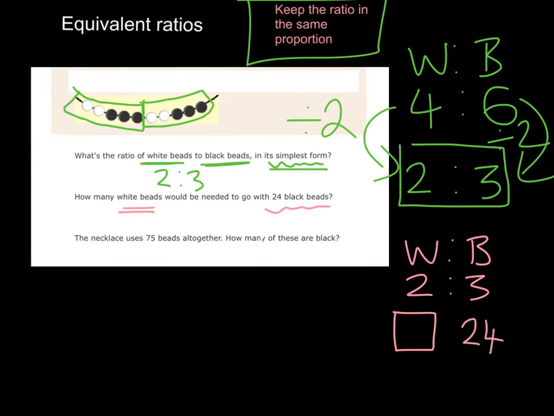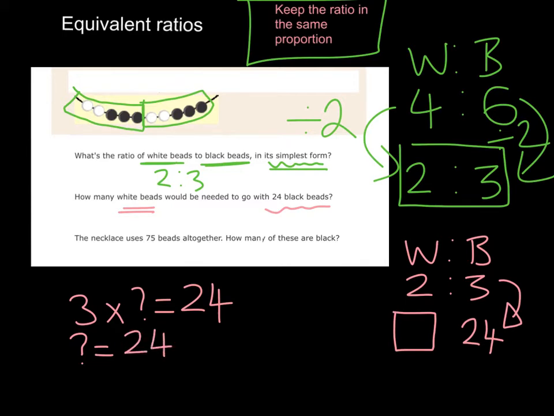So I need to work out how I can scale up the 3 black to in fact be 24. So what would I need to multiply 3 by to get to 24? 3 times something gets me 24. If it's a calculator paper, I can quickly grab the calculator and use the inverse operation to work out the question mark. Rather than timesing by 3, the inverse would be to divide by 3. So 24 divided by 3, the question mark is 8.